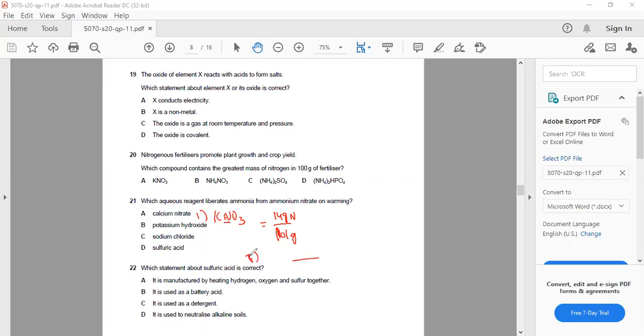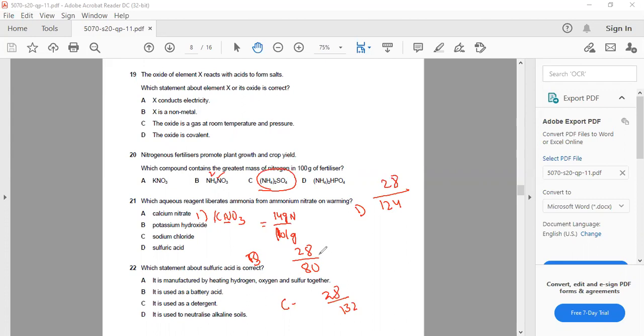Ammonium nitrate, option B, Mr is 80. Ammonium is hydrogen plus nitrogen, and there are two nitrogen atoms, so the nitrogen mass will be 28. So in 80 gram, it is 28. In 101, it is 14. C, if you find the Mr of this compound, that will be 132. How many nitrogen? 2. It means 28. In D, the Mr of ammonium phosphate is 124. And how many nitrogen? 2. 28.